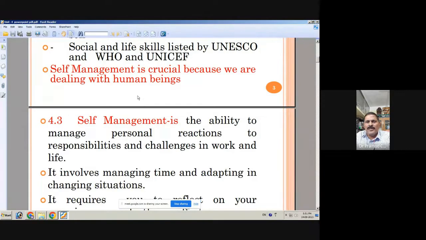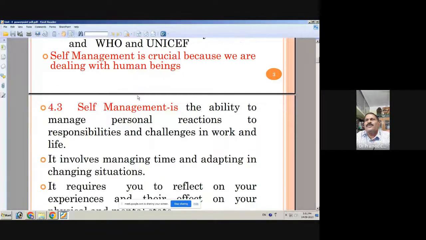Face is the index of the man. Sometimes the face will not tell the truth. Whenever we are seeing a face, automatically we cannot judge the particular individual. So self-management is very essential in our life.